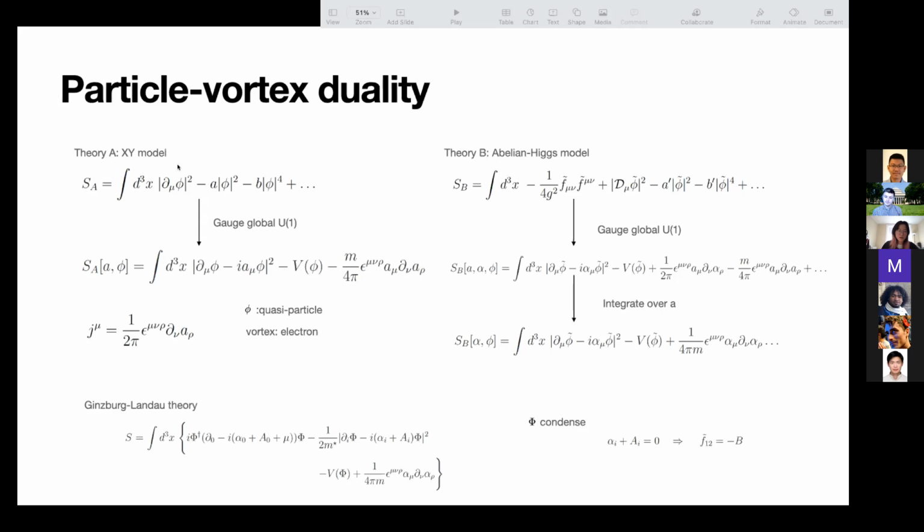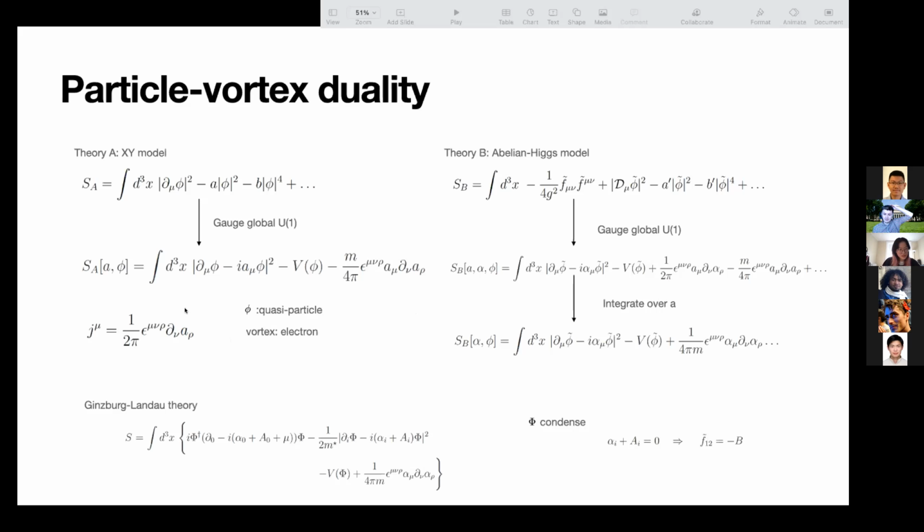In the particle-vortex duality, on one side we have the XY model. On the other side we have the Abelian Higgs model. So we have a global U(1) symmetry on both sides. And if we gauge that global U(1) symmetry with a dynamical gauge field little a, we know that we can have the Chern-Simons term as a gauge invariant term. We can just put the Chern-Simons term here and here.